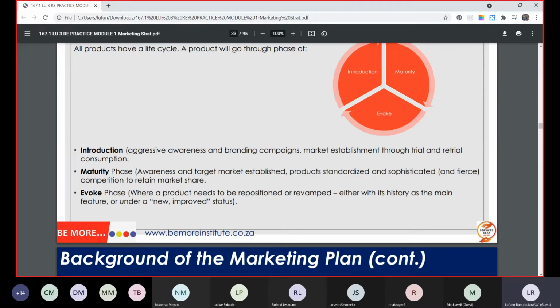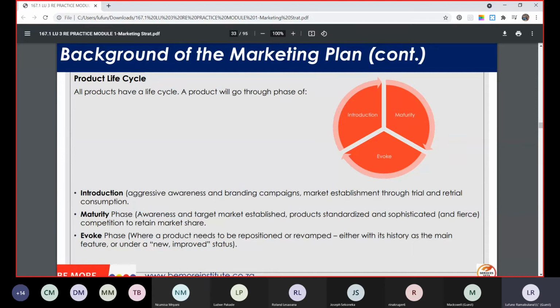So these are the different life cycle phases that a product will go through. First, it will be a massive awareness where everybody gets to understand the product. The maturity level now, it's about products being standardized, the sophistication of it, and all those things.